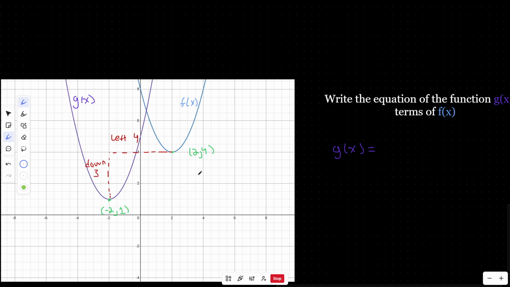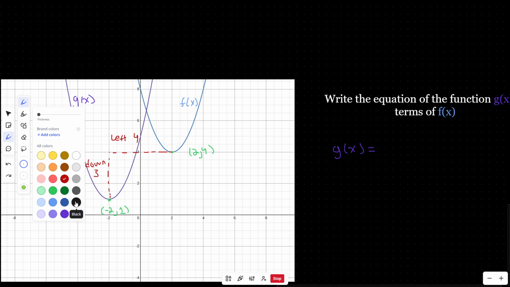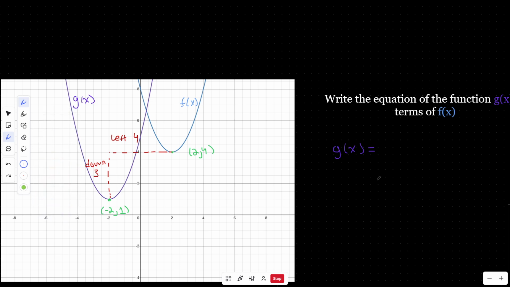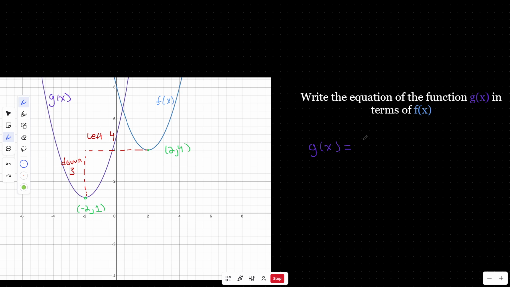Down 3. So how do we actually write that in terms of the equation? So we got all of our information, but we actually have to write it in terms of f of x. So what this looks like is, we'll go back to violet. So we're going to write f of, and how do we transform a function left? We add 4 to it, right? So we do x plus 4. And are we done? No, we're not. We're still missing our vertical translation, and we're just going down 3 units. So that's going to be minus 3.